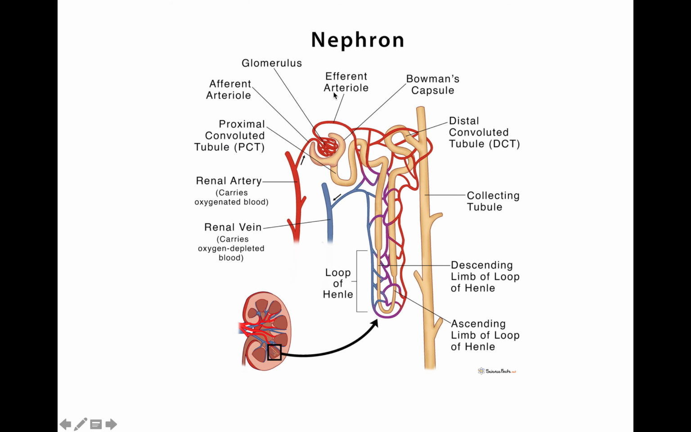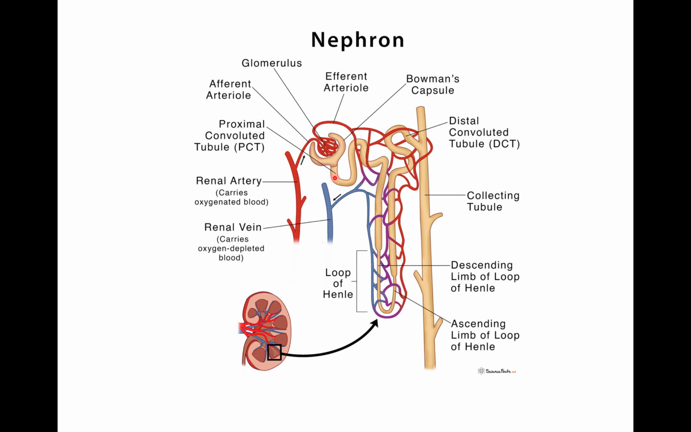So I show all these parts in this diagram. First is a renal or Malpighian corpuscle. It comprises Bowman's capsule. This is a cup-shaped structure. It's a Bowman's capsule, and this one is glomerulus.